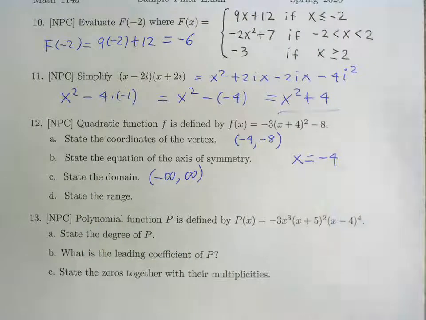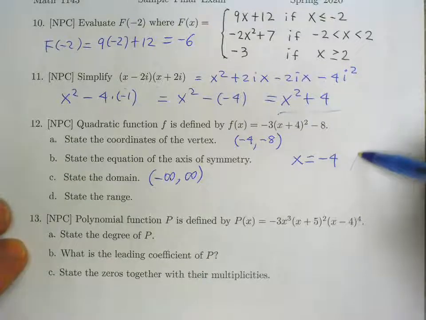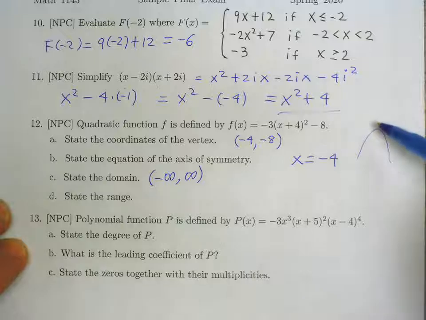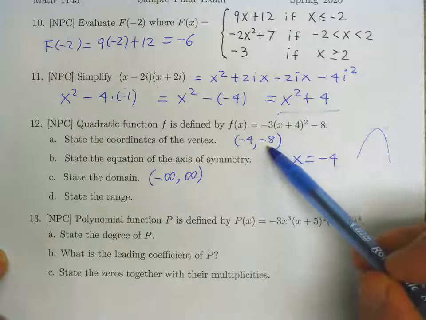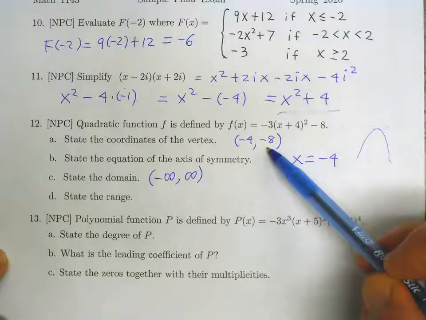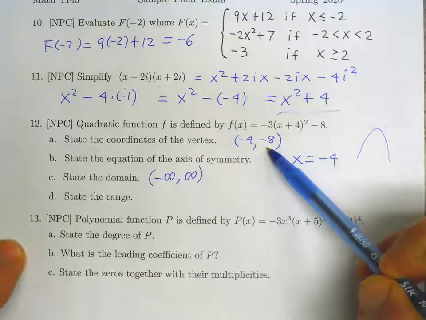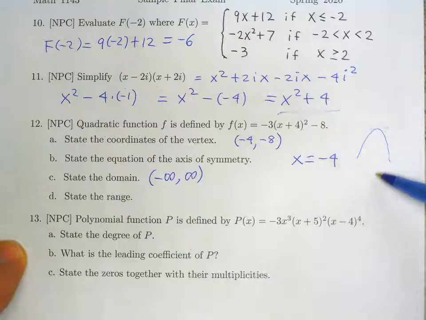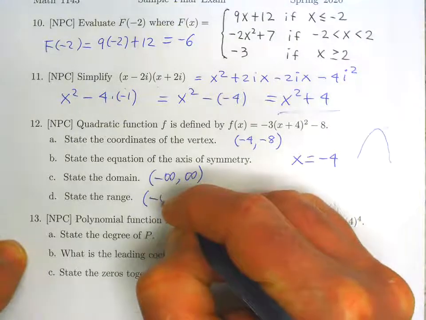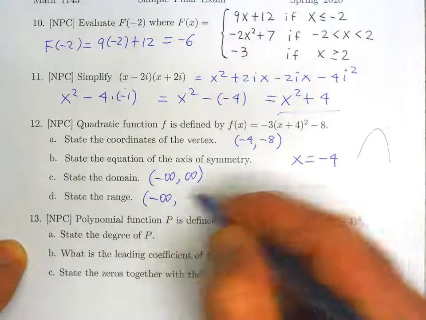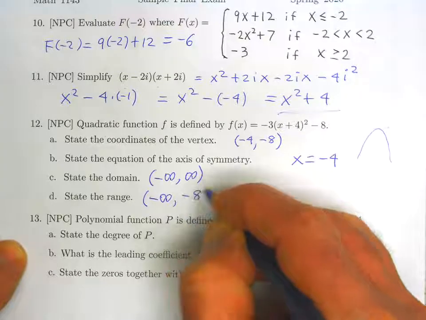And the range, well, let's see. The graph of this function opens down. And so there is a maximum range value, and the maximum range value is the y-coordinate of the vertex. So the range is everything from -infinity up to -8, including -8. So the range is -infinity, comma, -8, bracket.